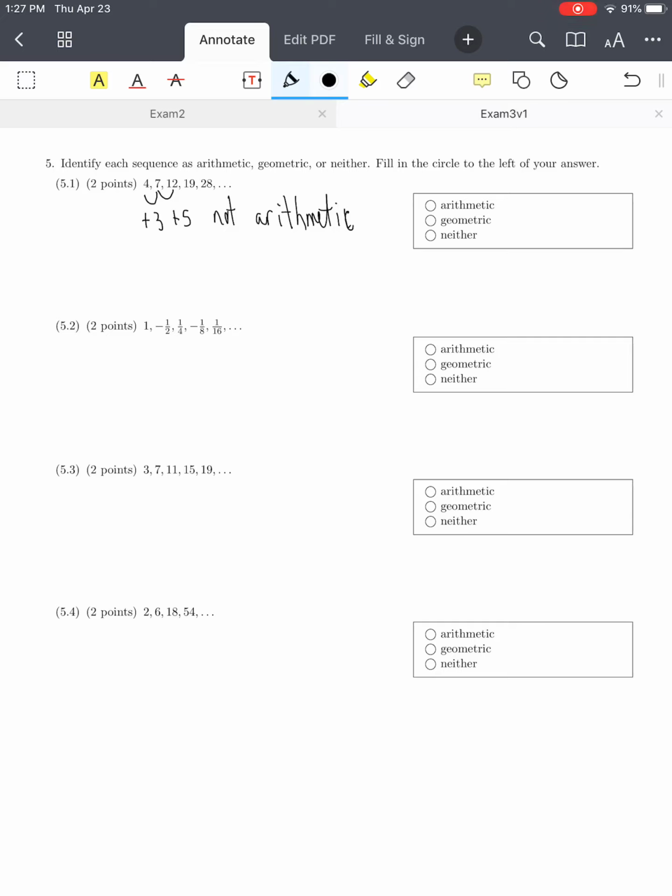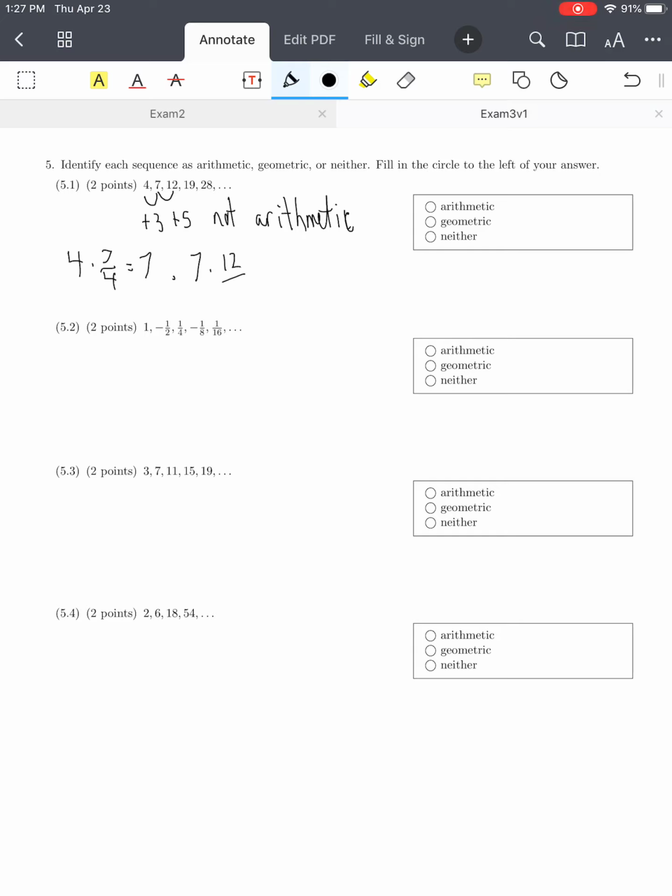Let's see. To see if it's geometric, we see what we multiply to get to 7. So 4 times what equals 7? 4 times 7/4 equals 7. Then 7 times what equals 12? 7 times 12/7 equals 12. And since 7/4 does not equal 12/7, it's also not geometric. So we'll say it's neither.